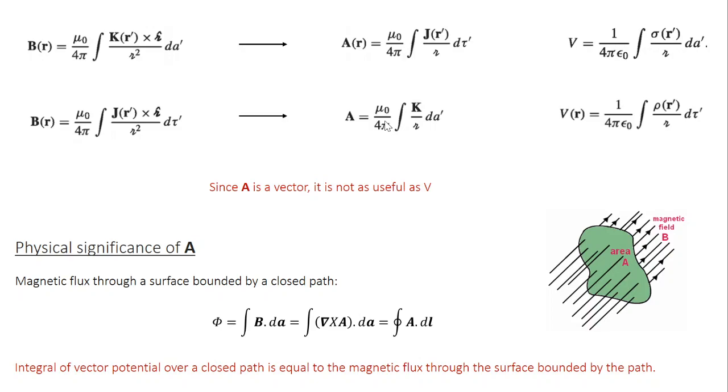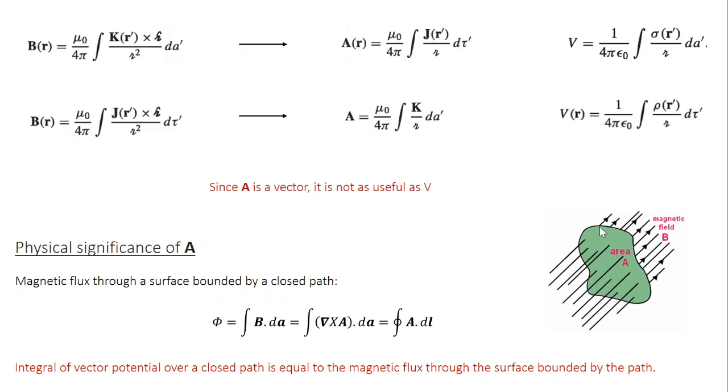Now, if you compare the utility of the magnetic potential and electric potential, you can notice that the electric potential is much more useful because it is a scalar function. On the other hand, the magnetic potential is a vector potential, so here also you will have to make a calculation in all 3 dimensions. Compared to the magnetic field, mathematically you do not have an advantage in using the magnetic potential. But there is some physical significance associated with the magnetic vector potential, that is in the calculation of magnetic flux through a surface bounded by a closed path.